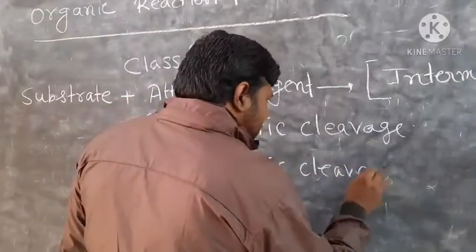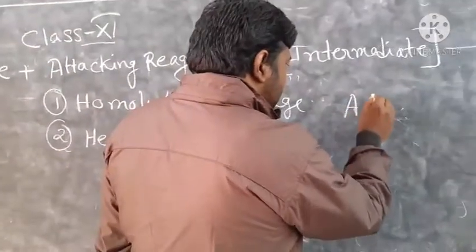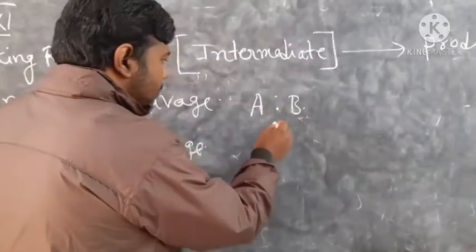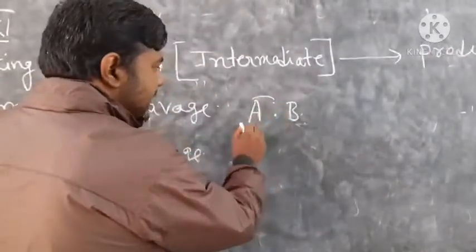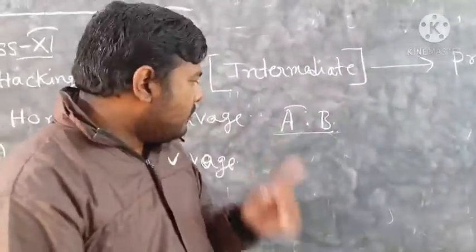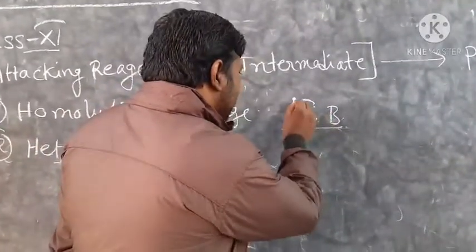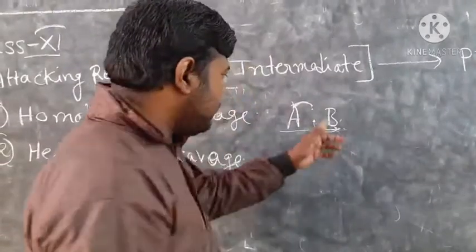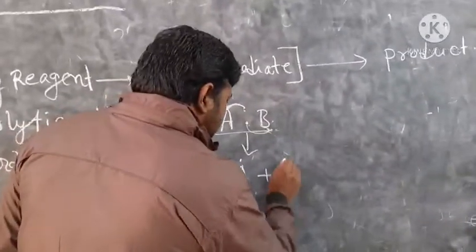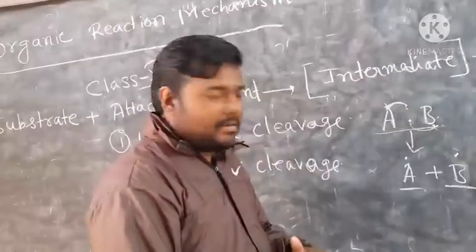In homolytic cleavage, what happens? The bond breaks in such a way that each atom gets one of the bond-forming electrons. That means, see, A and B, there are two electrons, a pair, shared between A and B to form this bond. Now, if the bond fission takes place in such a way that A gets one of its own electrons and B gets the other of its own electron, then they will form two species with an unpaired electron. This type of cleavage is known as homolytic bond cleavage or homolytic fission.